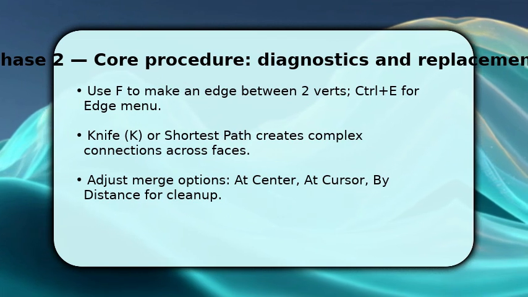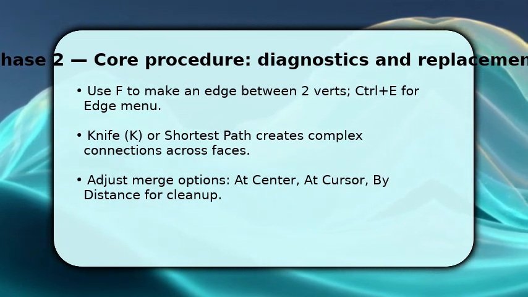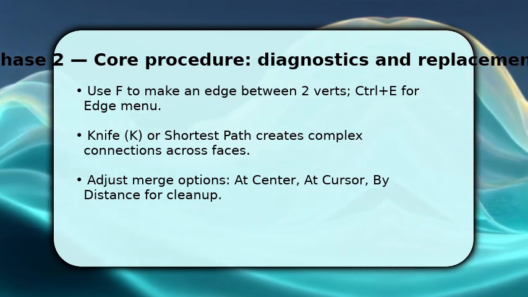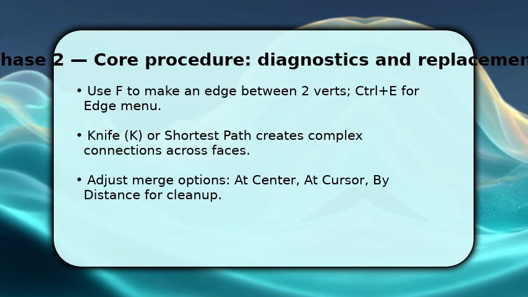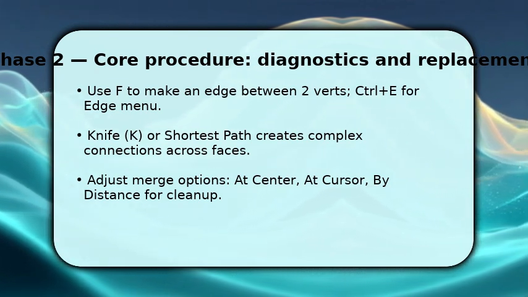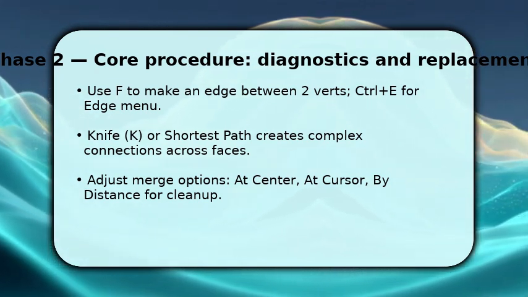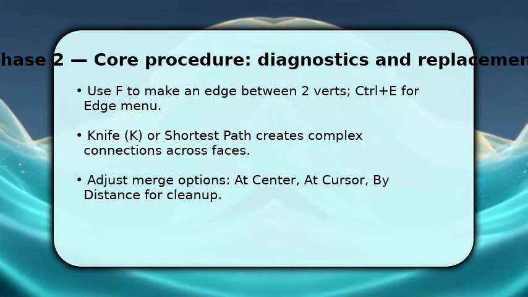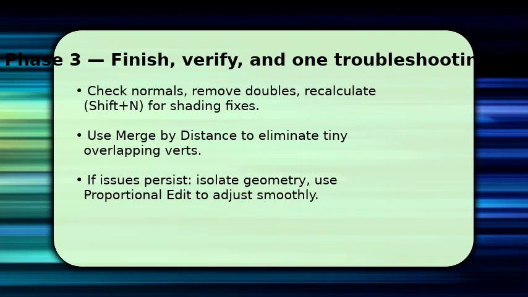Make sure to check vertex normals and remove doubles with merge by distance if vertices overlap. This step controls flow for deformation and shading, so take time to inspect edge loops and face direction. To finish, verify the connections by checking normals and recalculating them. This fixes shading artifacts. Next, run merge by distance to remove accidental duplicate vertices and tidy topology.